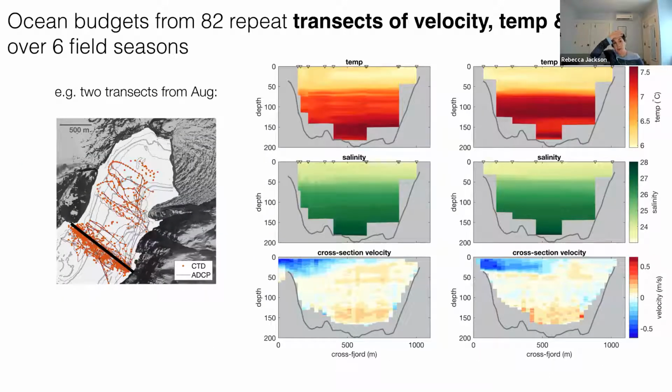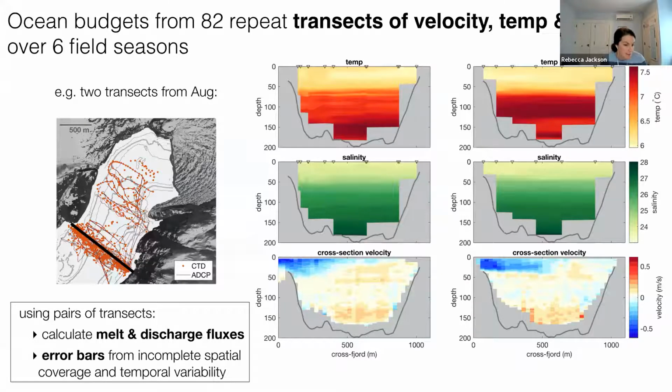So basically I evaluate these budgets with 82 repeat sections of velocity, temperature, and salinity over 6 different field seasons. These are just 2 sample sections of velocity, salinity, temperature. You can see in blue, that's the outflowing discharge plume with this compensating inflow in red towards the glacier. And we have all these repeat sections from about 1.5 kilometers from the glacier. And so I take pairs of transects and I calculate these total melt and discharge fluxes. And then you'll see error bars on these estimates that try to reflect the incomplete spatial coverage and temporal variability.